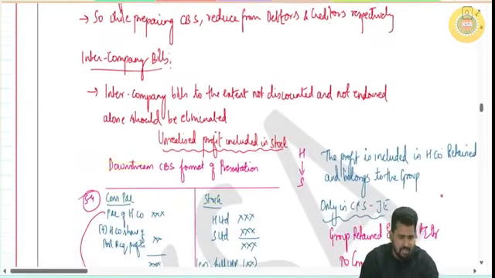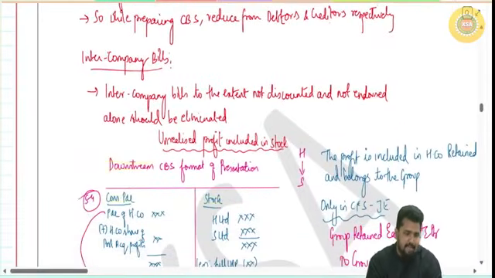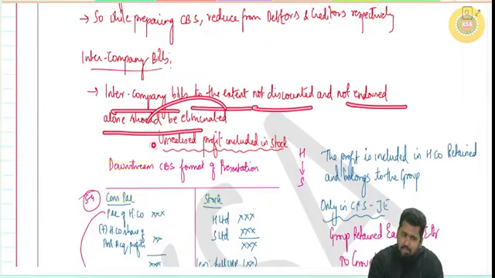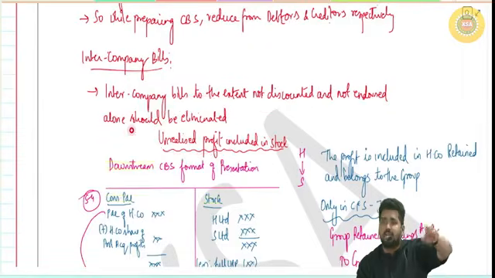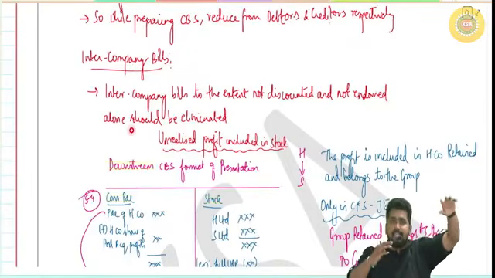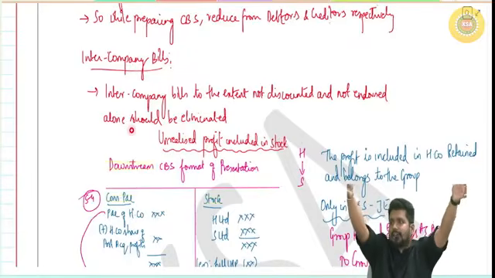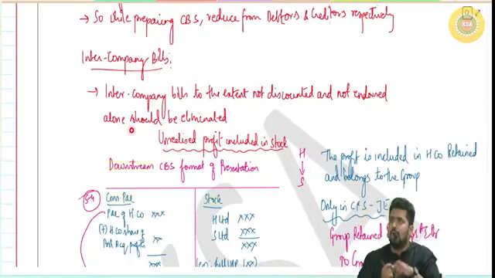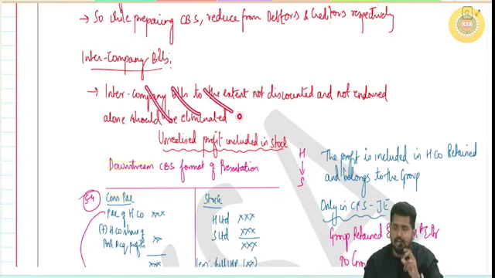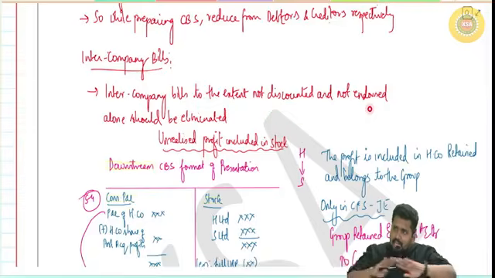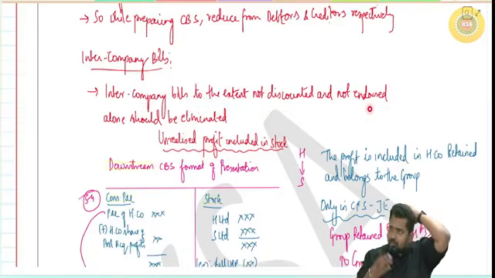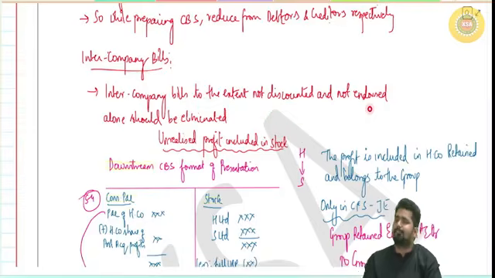Clear? So when it comes to bills receivable and bills payable, intercompany bills, to the extent not discounted and not endorsed, should alone be eliminated. Whatever I discounted or endorsed to some other person is an actual liability to the outside, correct? That should not be eliminated. I have to show that. Please don't do that elimination. What is not discounted, not endorsed, which is with us, you can cancel mutually between you and the subsidiary. Clear? That alone should be done.